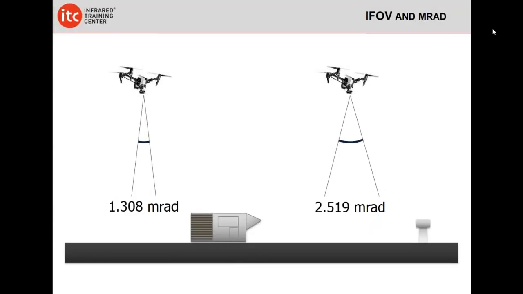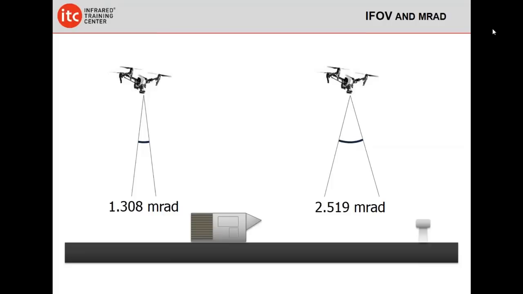Talk a little bit about instantaneous field of view and measurement field of view. We talk about milliradians. A milliradian is basically like a slice of the pie, a portion of a circle. And the smaller the milliradian, the more telephoto our lens will be. And we'll jump into lenses here a little bit. But 1.308 milliradians would be a narrower field of view. In other words, the area that I'm able to measure or see is narrower, but more telephoto. 2.519 might be a wider field of view, so I get to see a bigger area.